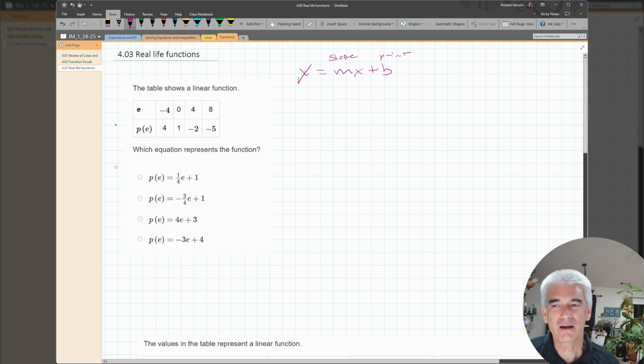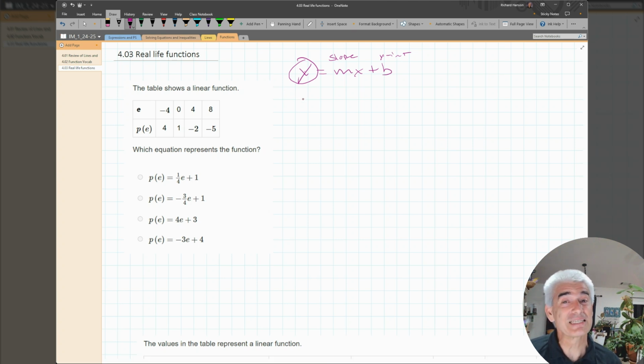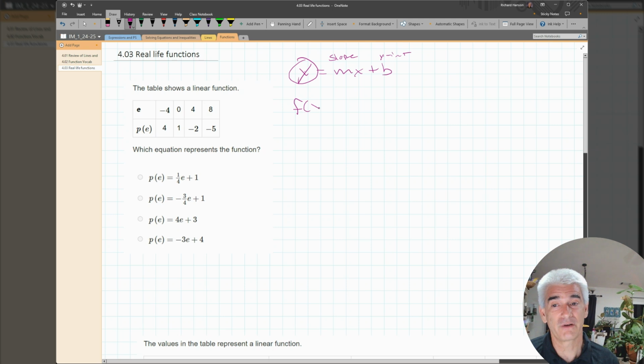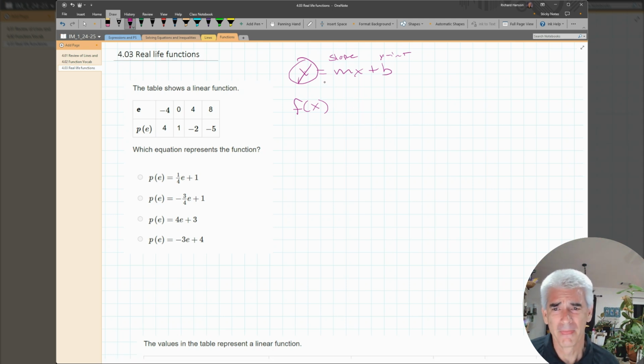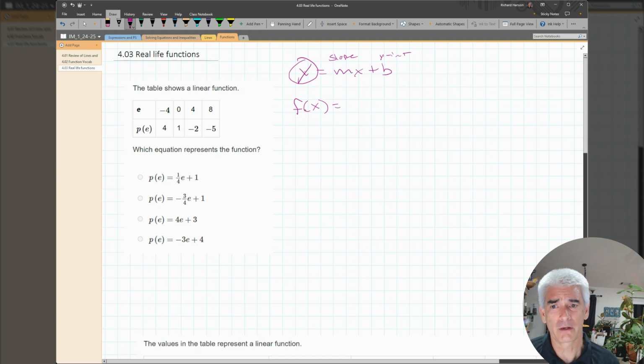And when we're talking about functions, though, we usually don't use the letter y. Sometimes we do. They're interchangeable. But you're going to see this notation, f of x. So a function of x, meaning you're going to find x somewhere over here, usually. So if I had a linear function, I could express it as f of x equals mx plus b. Same idea, right? f of x and y are fairly interchangeable in what they represent.